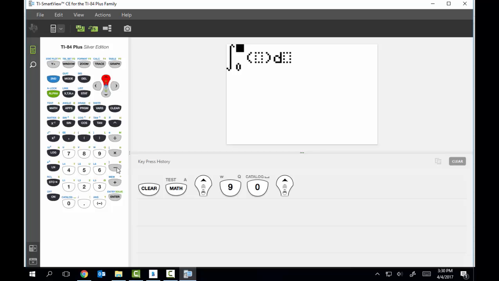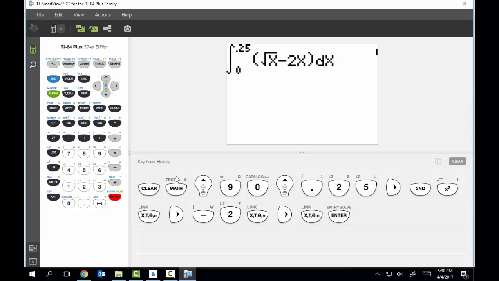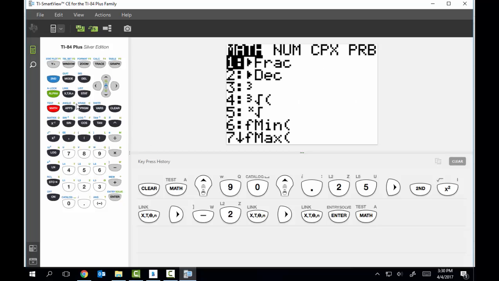So I'm going to go from 0 up. All I do is fill in the blanks. I'm going to go from 0 up to 0.25, and then I cruise over, and this is going to be the second square root of x. Got to get outside the square root or I'll screw that up. Minus 2x, and then it's going to be dx. Put the x in there. I hit enter.